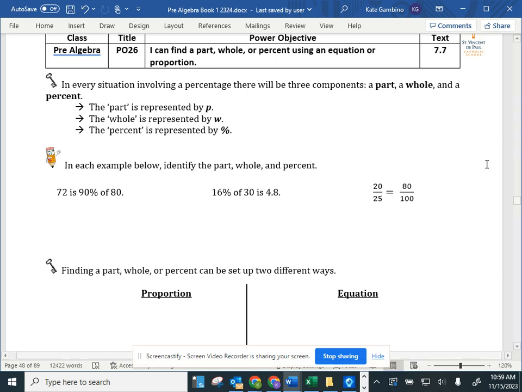Good morning. Today we are doing PO26. It is a power objective. Super important. We have been working with percentages.